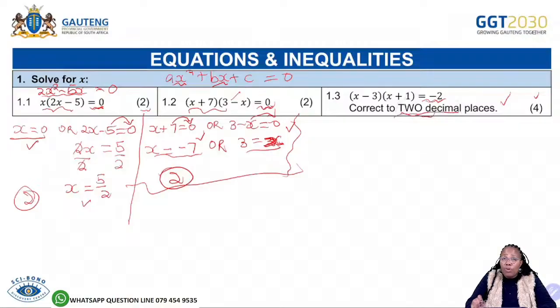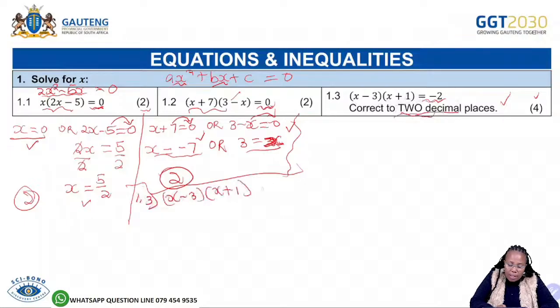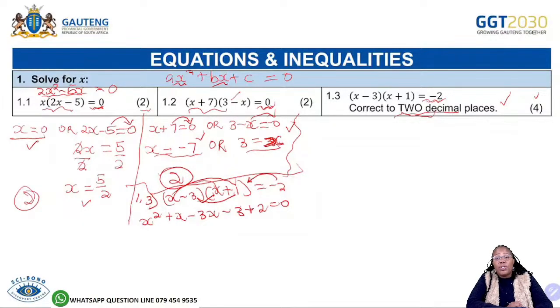Let's start now. We must start by removing the bracket. That is 1.3. We have x minus 3 into x plus 1, equal to minus 2. Use the distributive law. x times x is x squared. x times 1 is x. Minus 3 times x is minus 3x, minus 3 times 1 is minus 3. Transpose minus 2 to the right, it's a plus 2 equals to 0. Happy, now we have 0 on the right-hand side.